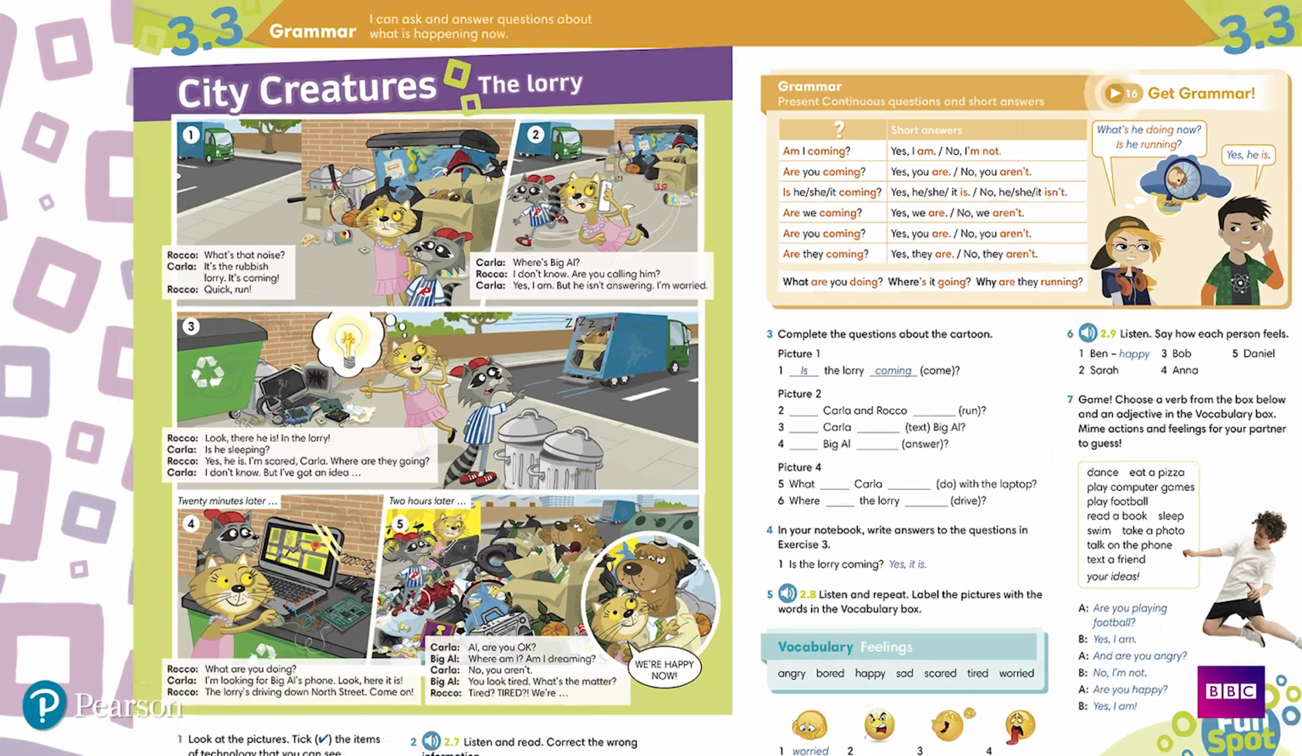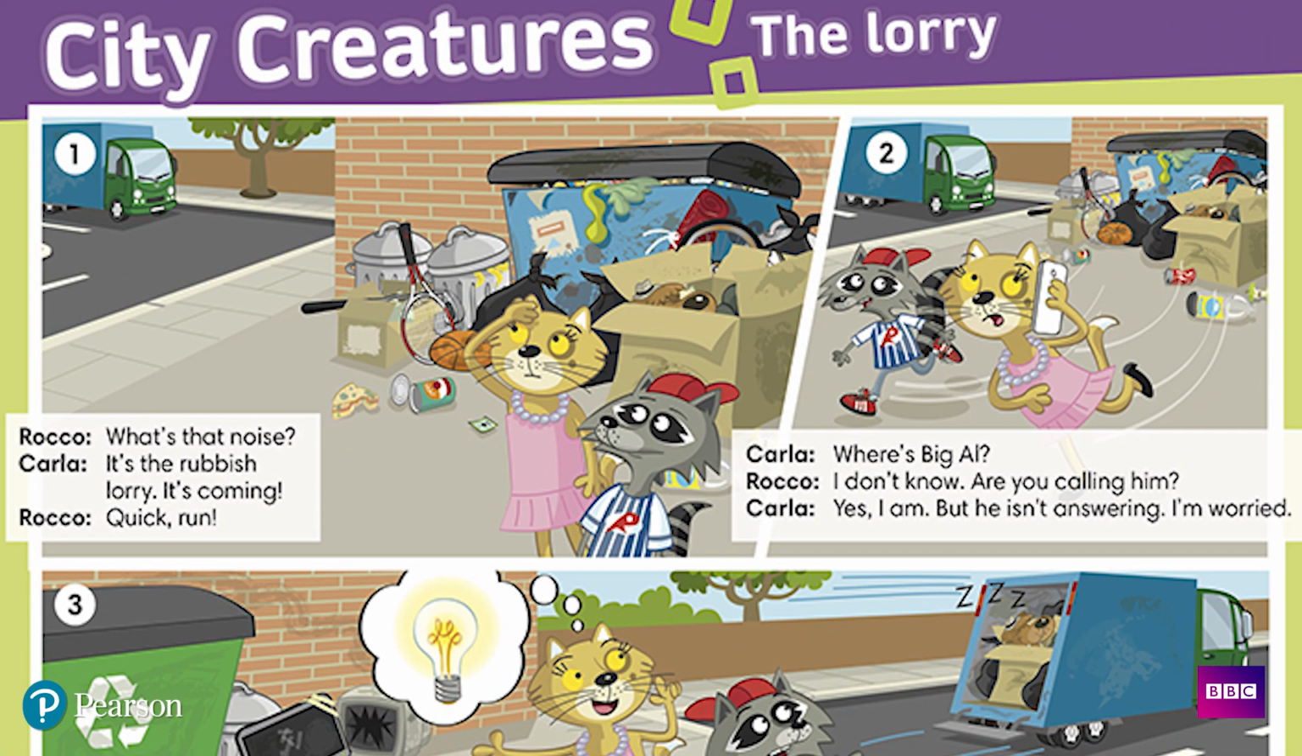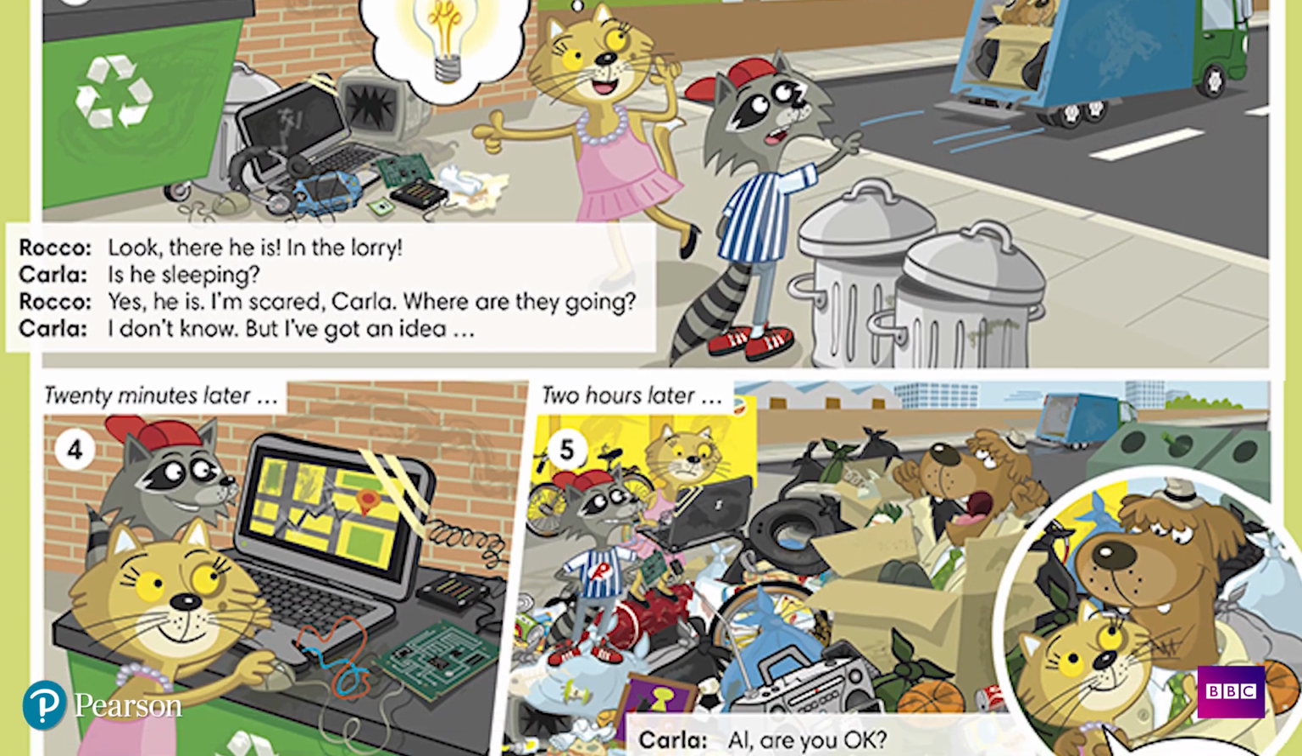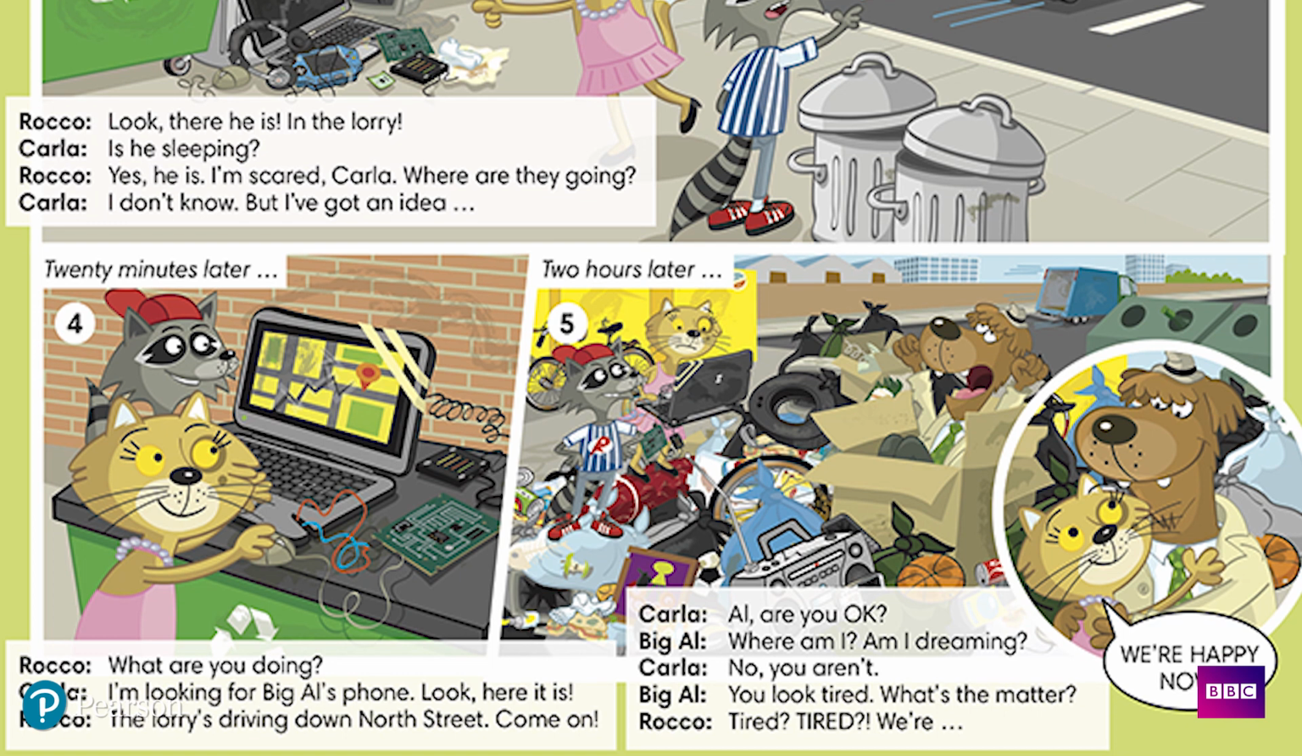Let's look at a grammar animation video lesson. This material comes from GoGetter Level 2, Unit 3.3. The aim of this lesson is to present and practice present continuous questions and short answers. The lesson begins with a funny and witty cartoon, which your students will love. It's a good idea to start the lesson by asking students what they can see in the pictures and to predict what's happening in the story.